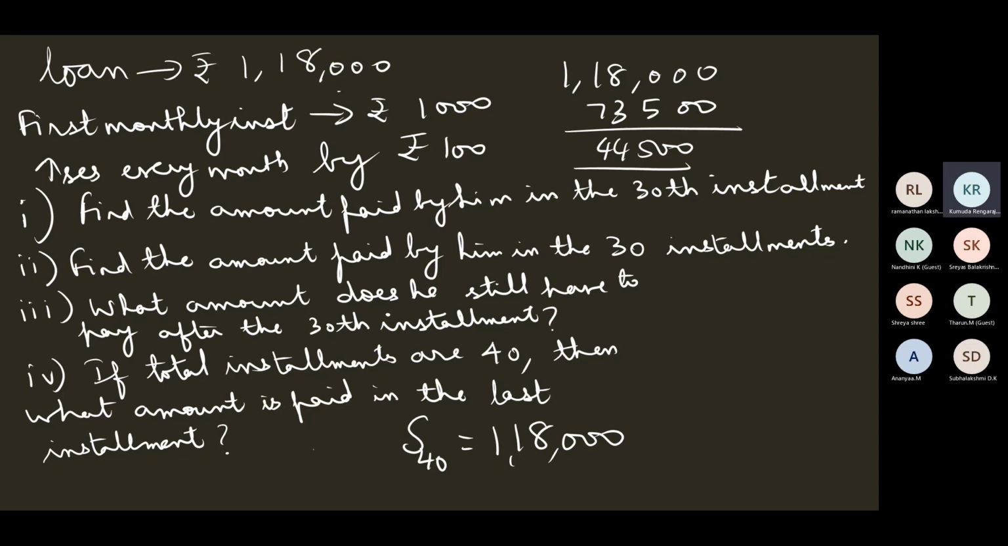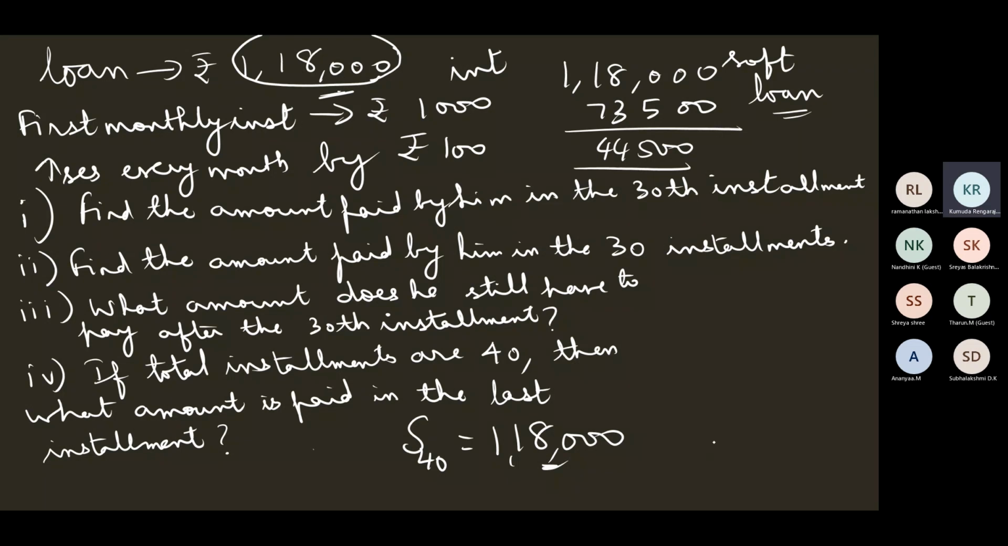Okay, fine. So in this case, since the sum of all the installments is equal to the loan value, that means there is no interest charged. So this is a soft loan. A soft loan is a loan where no interest is charged. You just have to return the principal value. The principal value of the loan is 1,18,000, and in 40 installments you repay only that 1,18,000.